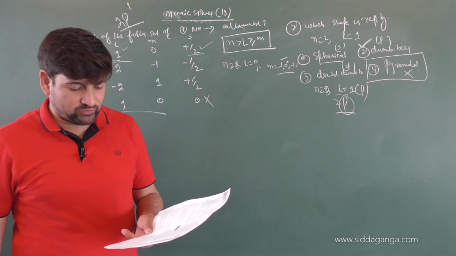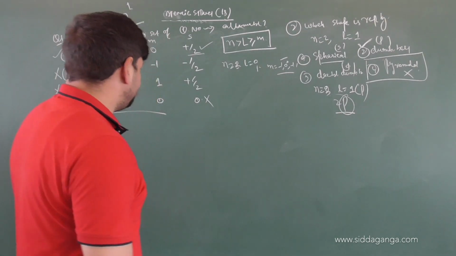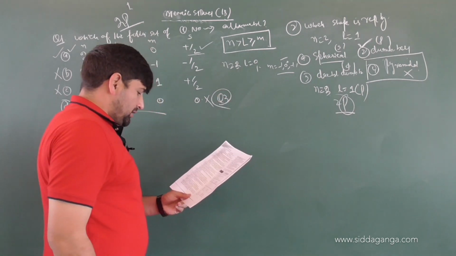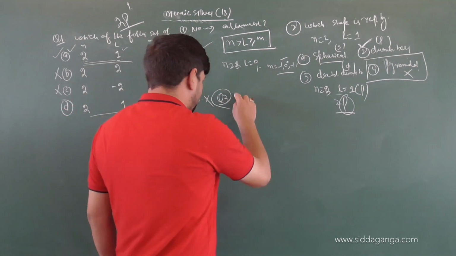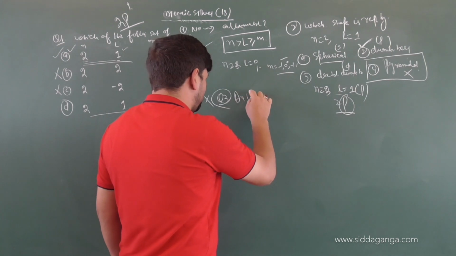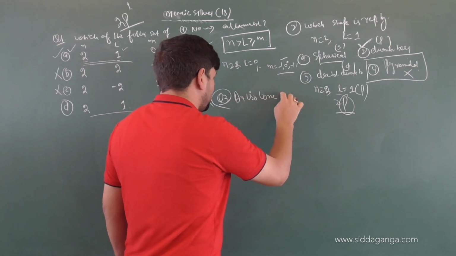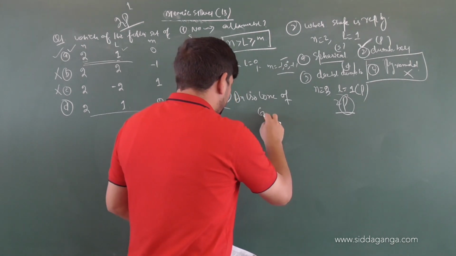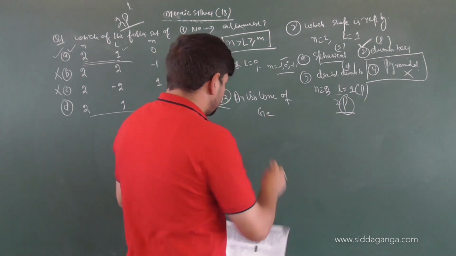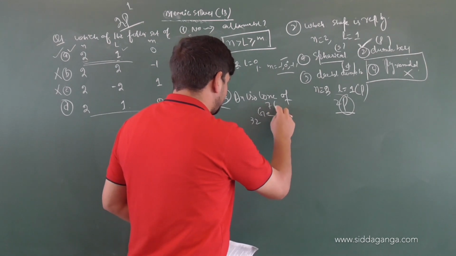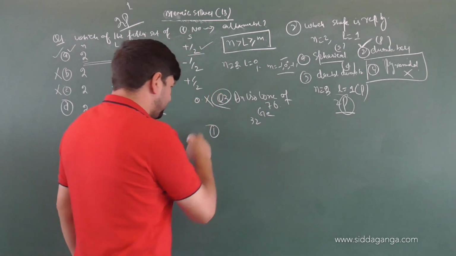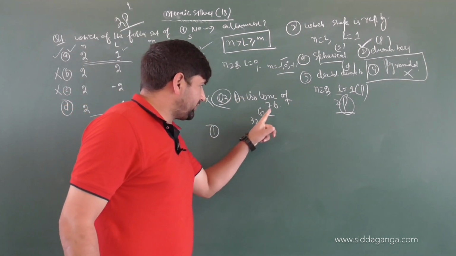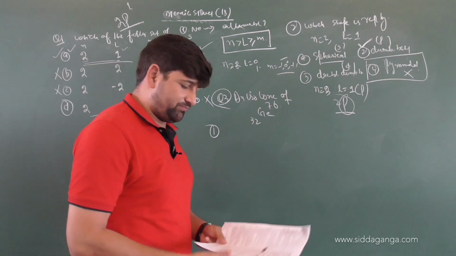Question number 3 is: isotone of germanium 32, 76. Options are given to you. We have to find out the isotone of germanium, atomic number 32 and mass number 76.